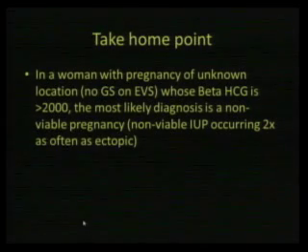Take-home point: in a woman with a pregnancy of unknown location, i.e. you don't see a gestational sac via endovag, whose beta is around 2,000, the most likely diagnosis is a non-viable pregnancy. Non-viable intrauterine pregnancy occurs about twice as often as an ectopic. But you still have to rule out an ectopic, so keep that in mind.